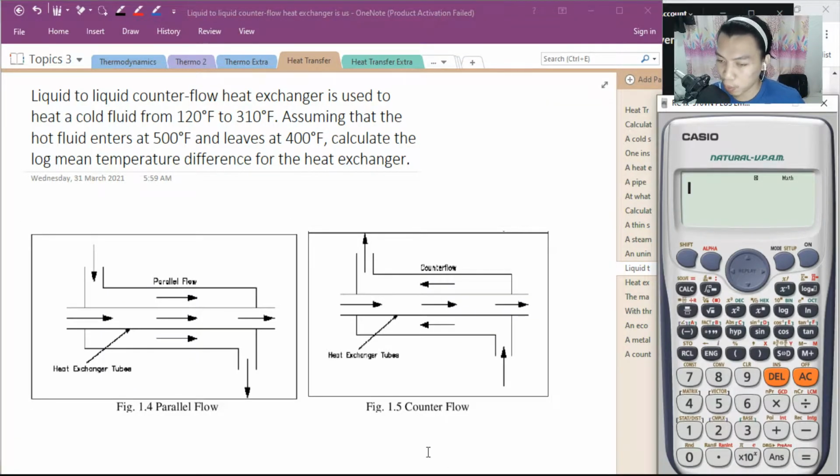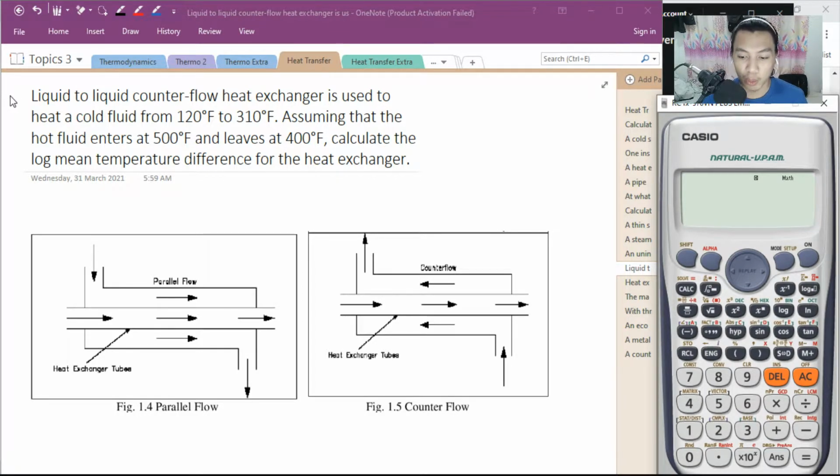So, let us continue with problems number 11 to 17. After 3 problems, I will just pause and then continue with the next one or the final part. So, this is the problem for number 11.